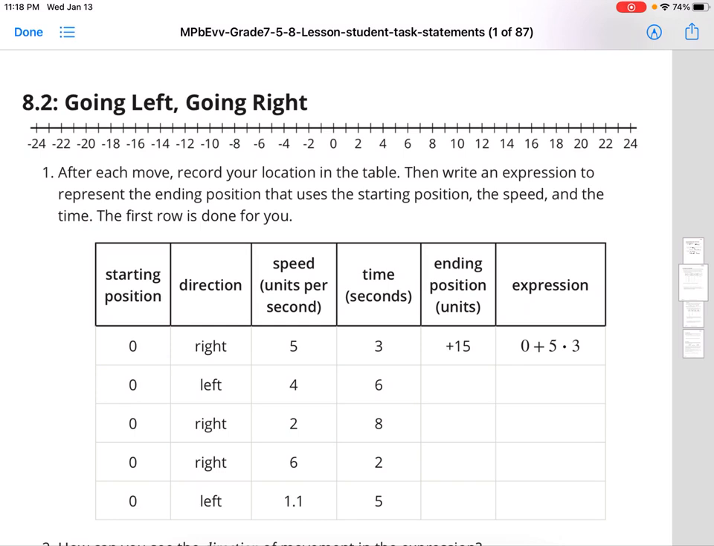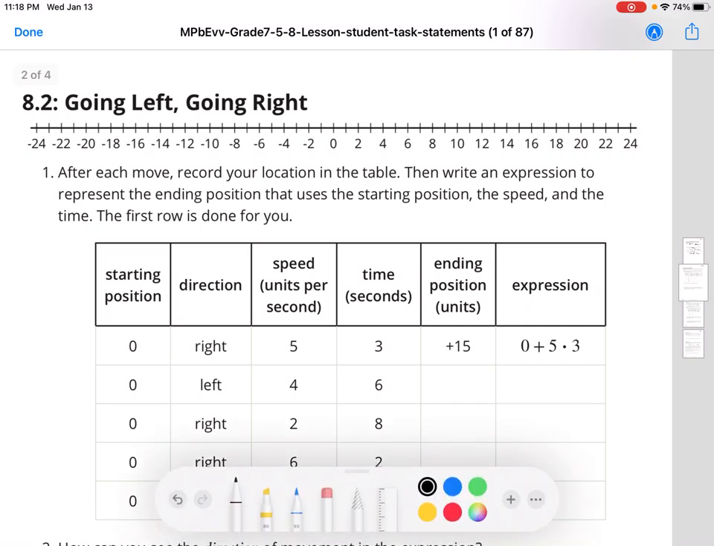So on the first one, it says that it starts at 0. So starting here, I'm moving to the right at 5 units per second. So every second I travel 5 units. And I do this for 3 seconds. So there's 1 second, 2 seconds, 3 seconds. And you see that we finish at an ending position of positive 15. So I had to move 5 units 3 times. And then you add that to your starting position of 0.